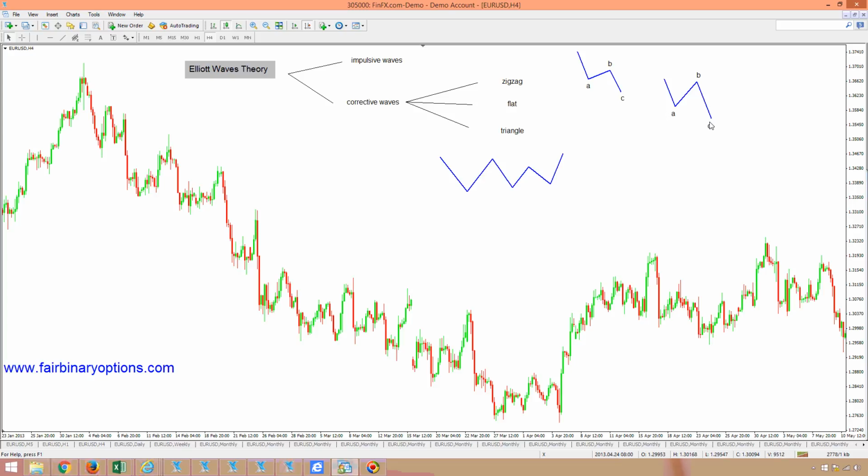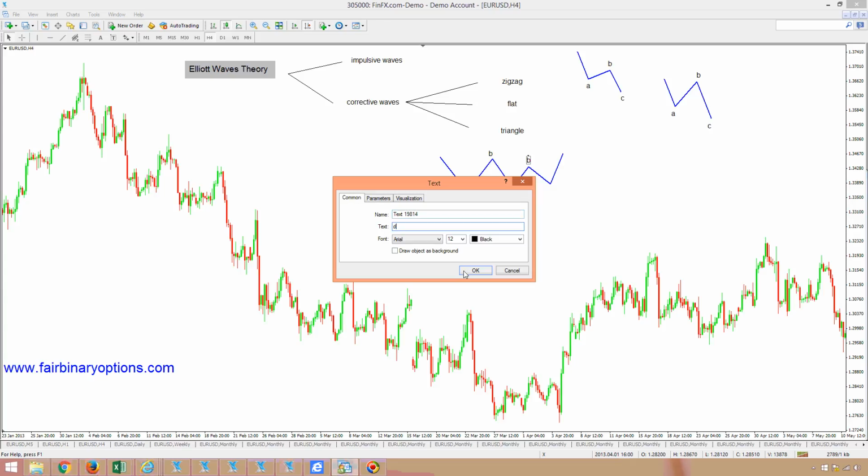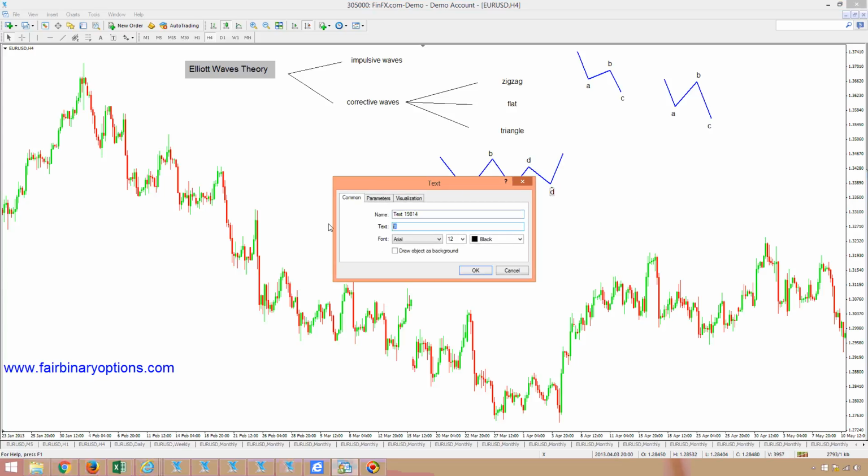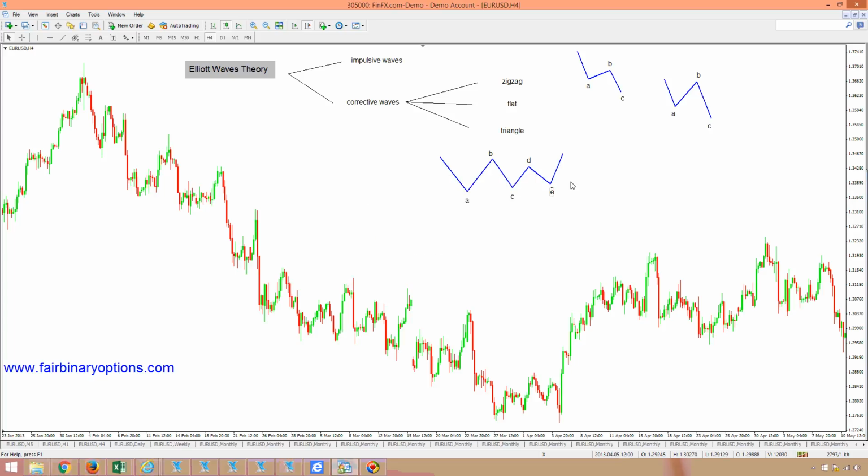On the triangle, on the other hand, we know that the triangle has five different and distinct legs. A, B, C, D, and E. And just like that, we listed the corrective waves and their components, if you want.